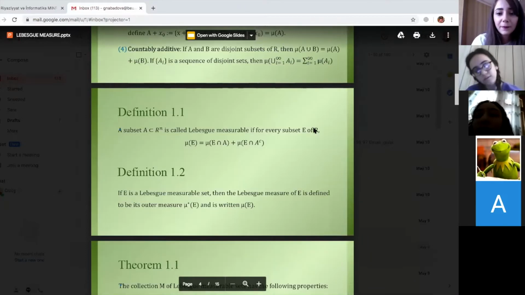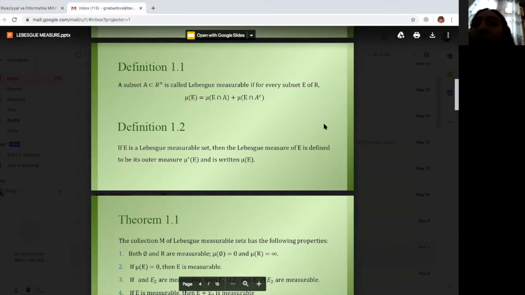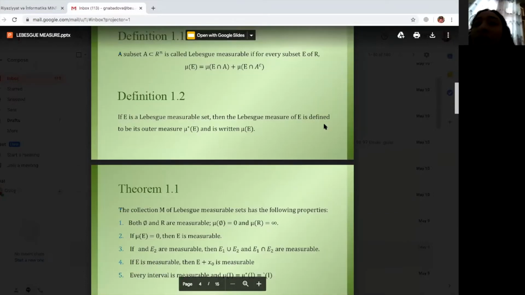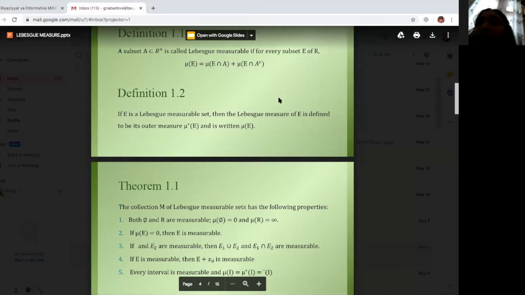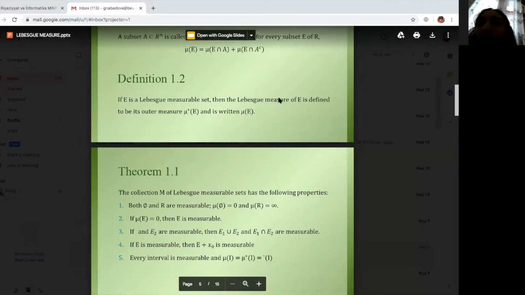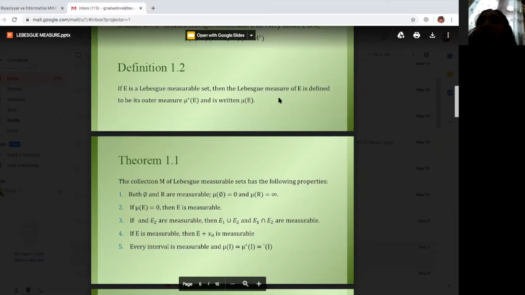Yes, let's learn some definitions. Definition 1.1. A subset A of R is called Lebesgue measurable if for every subset E of R, mu E is equal to mu of E intersect A plus mu of E intersect the complement of A. The next definition: if E is a Lebesgue measurable set, then the Lebesgue measure of E is defined to be its outer measure and is written mu E.